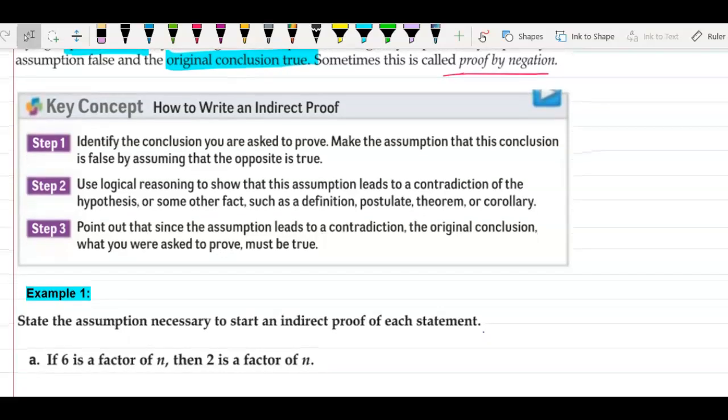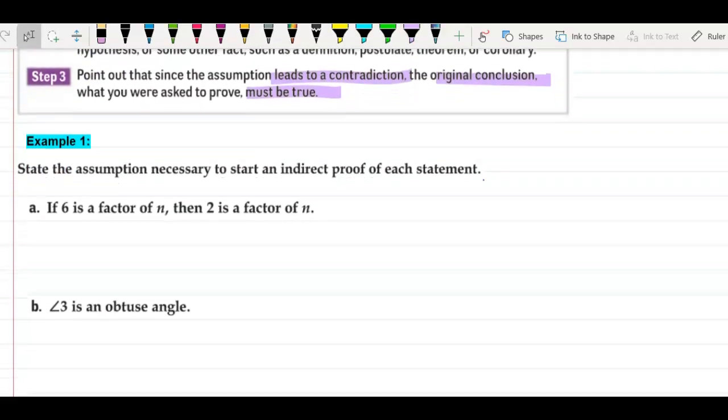So we're going to do 3 steps. The first thing we're going to do is assume that our conclusion is false. Then, by doing that, we're going to try to prove it with our assumption, and it's going to lead to a contradiction. And then the original conclusion must be true. This will make more sense in just a minute.